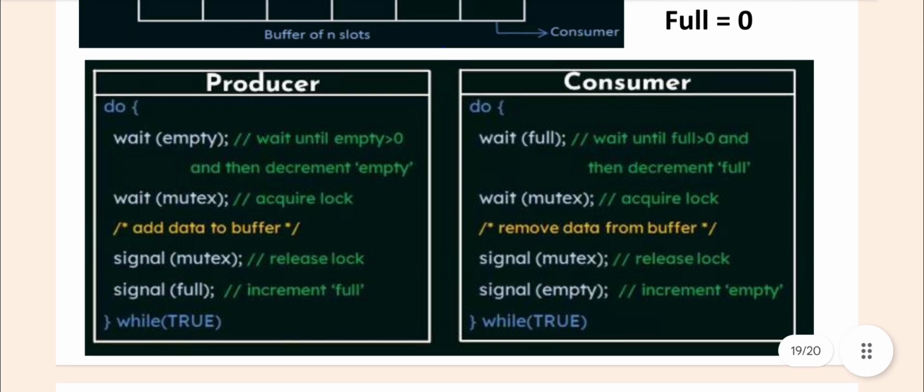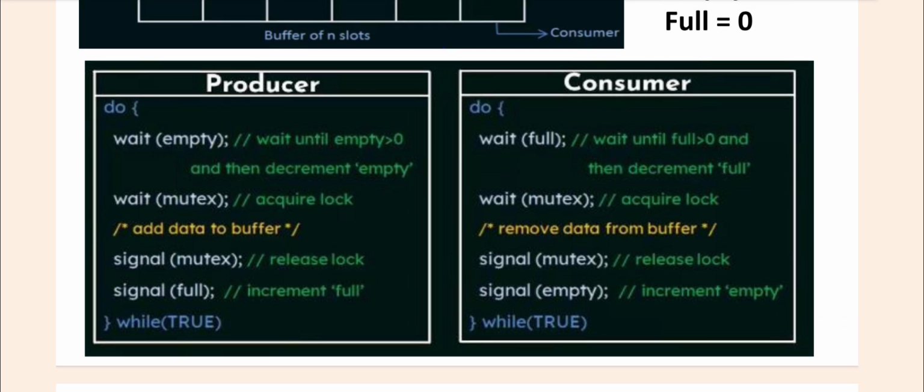This is the simple code for producer and consumer. First, wait until the buffer has an empty slot, then decrement empty. Before inserting data, it acquires the lock. After inserting the data, it releases the lock.